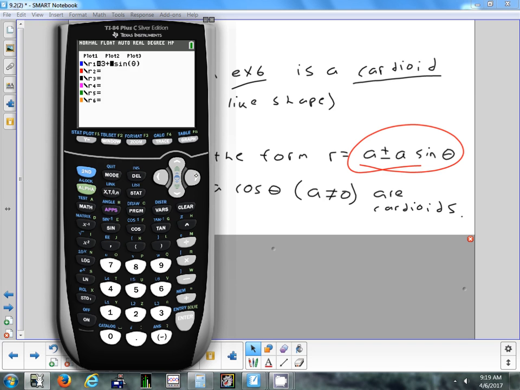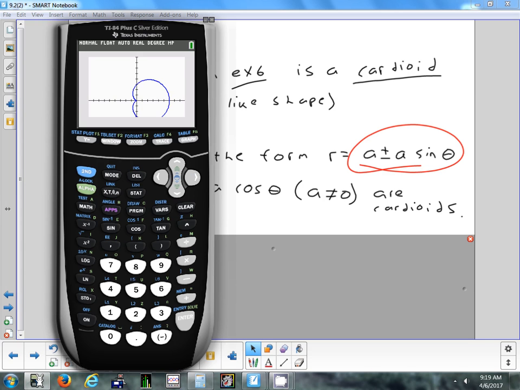So if you change sine to cosine, everything is going to be shifted 90 degrees. It's going to do a quarter turn, so now the heart is just going to face a different way. I didn't adjust my window, so it might go off the screen, a little bit. But you get the idea. If you change sine to cosine, it turns 90 degrees. But that's still a cardioid. It's just now on its side.